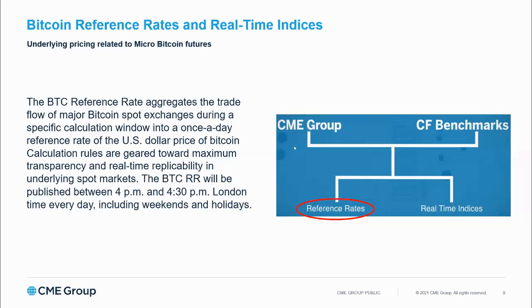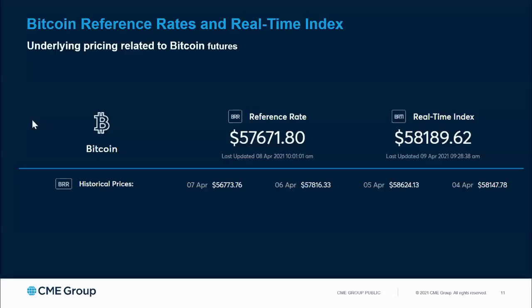So here's a little explanation. We already went over Bitcoin reference rate and real-time index, so these 2 slides go over that. Here's the web page. This is what our web page looks like, where you can find our Bitcoin reference rate and the Bitcoin real-time index. If you go to cmegroup.com and just search Bitcoin reference rate or Bitcoin real-time index, it's going to take you to this web page. And this is how it's displayed. You can subscribe to the reference rate and real-time index if you'd like, and you can do so right through our webpage. So if these data points are of interest to you, go to cmegroup.com and you can subscribe to these.